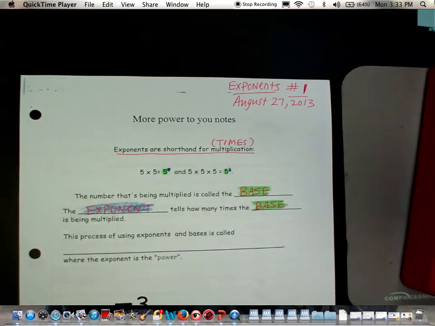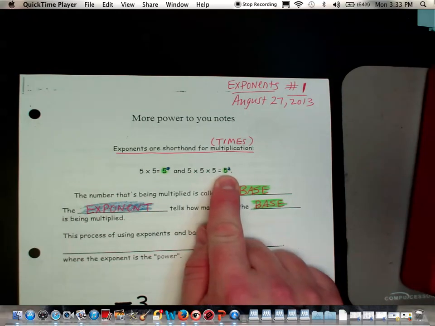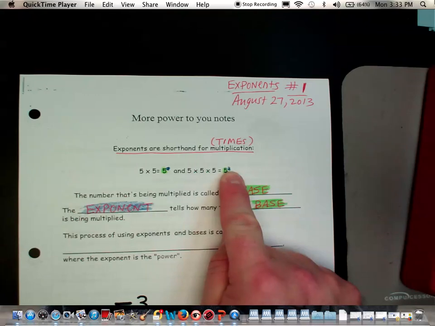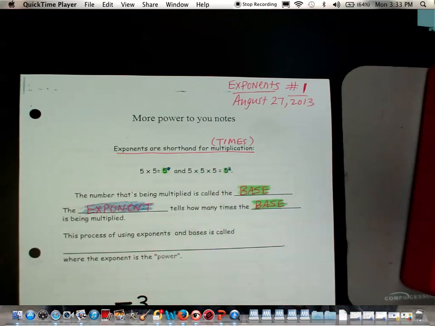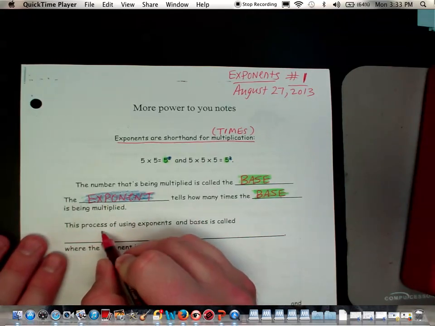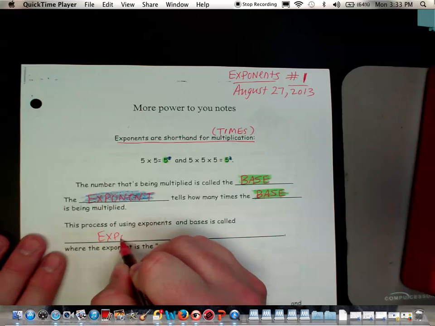So now I know what my base is, the big number, and I know that my exponent is the small number on top. Okay? Now, it's called something when I use these exponents. It says the process of using the exponents and the bases is called exponential form.